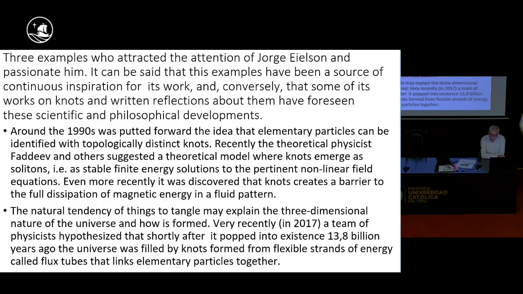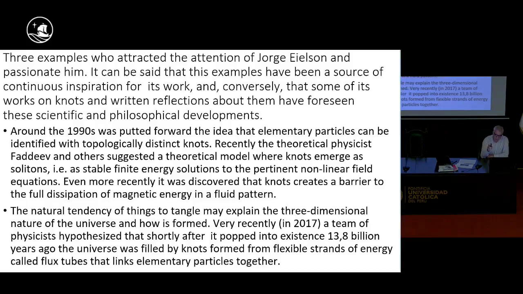Recently, the theoretical physicist Faddeev and others suggested a theoretical model where knots emerge as stable finite energy solutions to the pertinent nonlinear field equation. There is a lot of nonlinearity in knots, you know. When knots are involved in fields, then there are a lot of nonlinear properties that emerge from these fields. Even more recently, it was discovered that knots create a barrier to the full dissipation of magnetic energy in a fluid pattern.